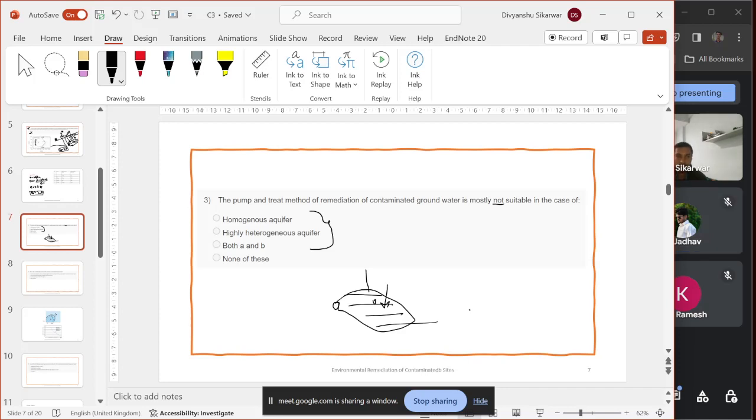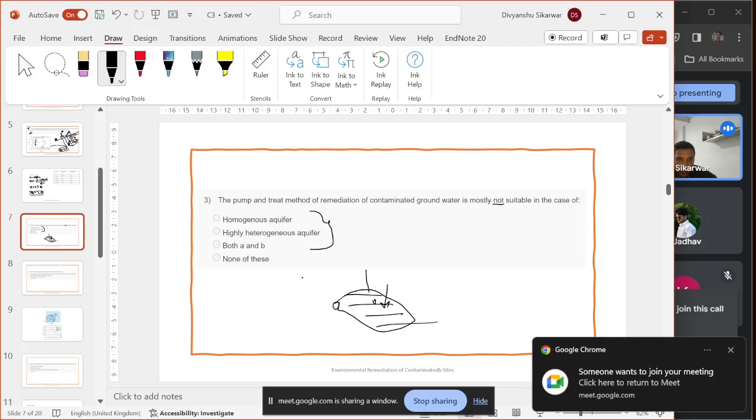I think it's the first, homogeneous aquifer. What is the reasoning, the thinking pattern behind your response? I think it's a homogeneous aquifer, so you have to do a combination of pump and treat, like if I'm pumping water from soils.